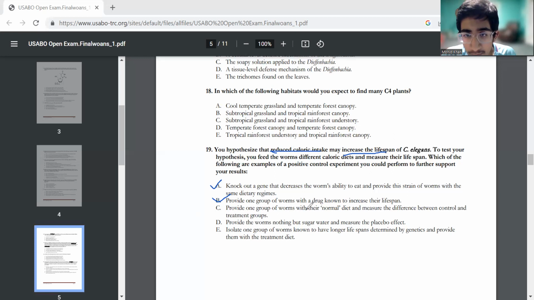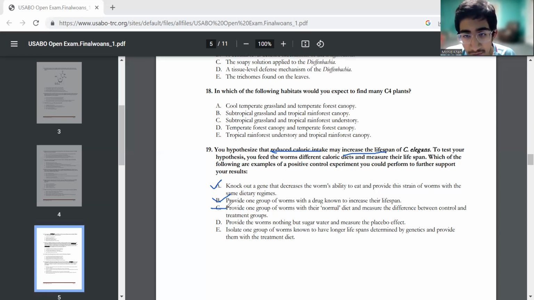Provide one group of worms with their normal diet and measure the difference between control and treatment groups. Well, if you're giving them their normal diet, that's just a control group. That's not really a positive control experiment, and you're not reducing caloric intake or anything like that. So you're not really testing your variable, which is what a positive control experiment is all about. So C would be incorrect.